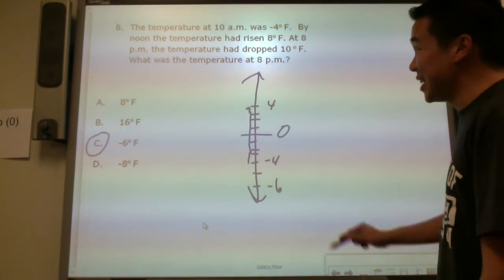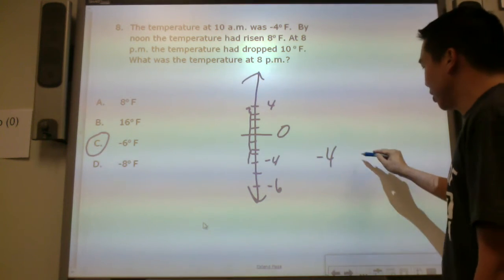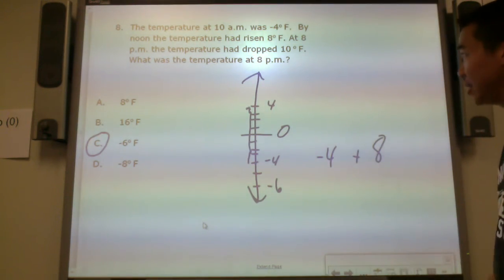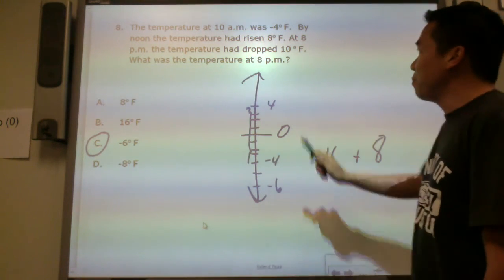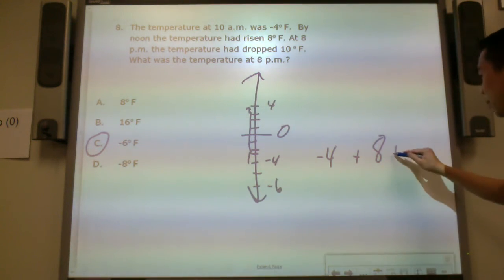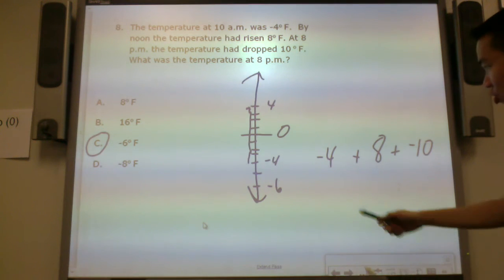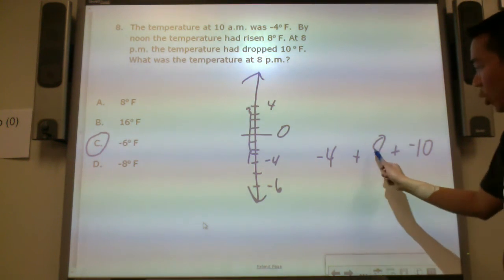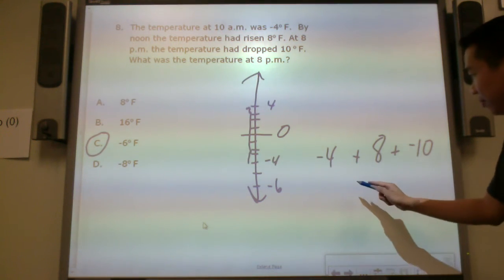Another way we could have done this is: it starts at negative 4 degrees. Plus, it rose up 8 degrees. And then at 8 p.m., the temperature had dropped by 10 degrees. So I have negative 4. It rose up by 8. So it has more positive than negative.